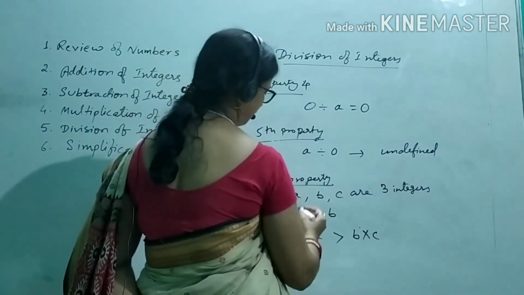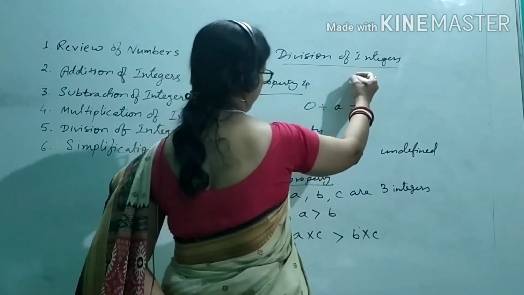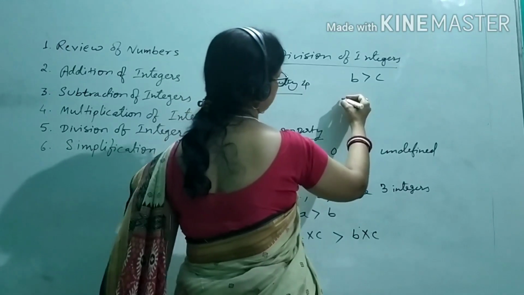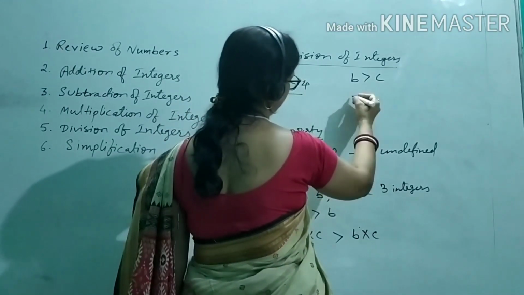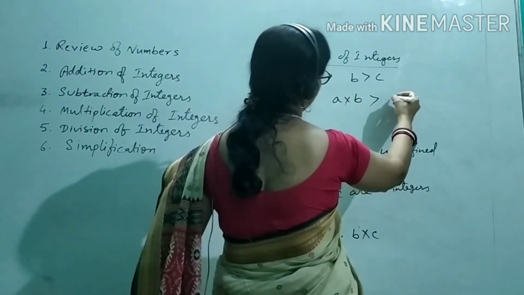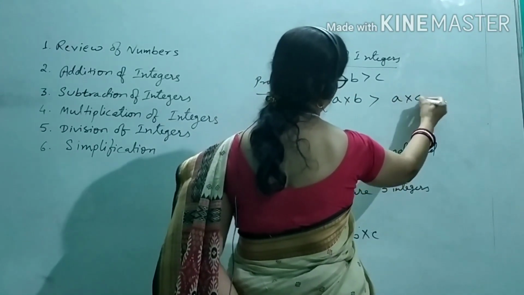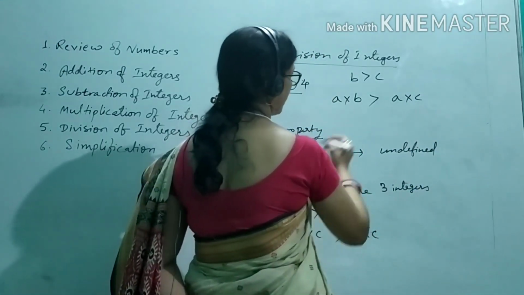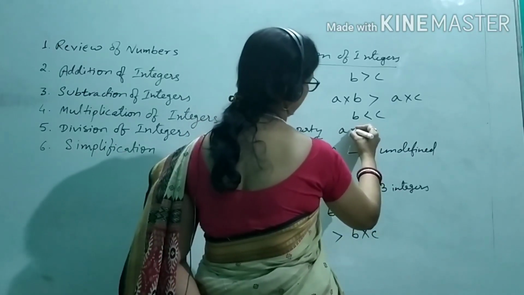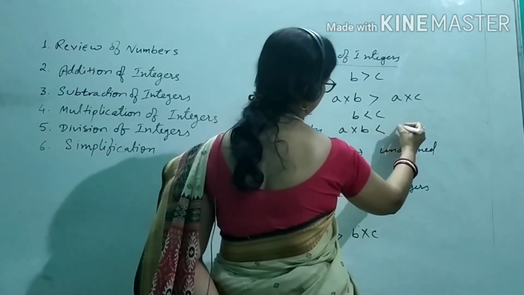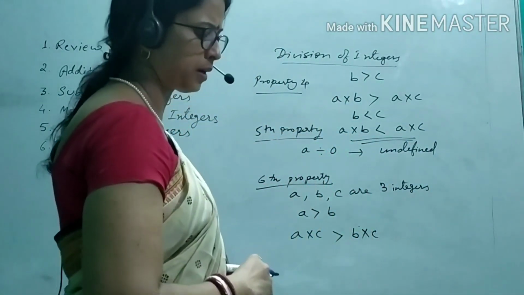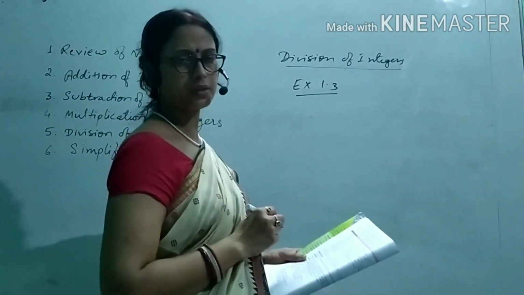If the second case is there, if b is greater than c, then the product of a into b will always be greater than the product of a into c. If suppose b is less than c, in that case the product of a and b is always less than the product of a and c. So we have to keep certain things in mind. Now solving some of the questions of exercise 1.3.